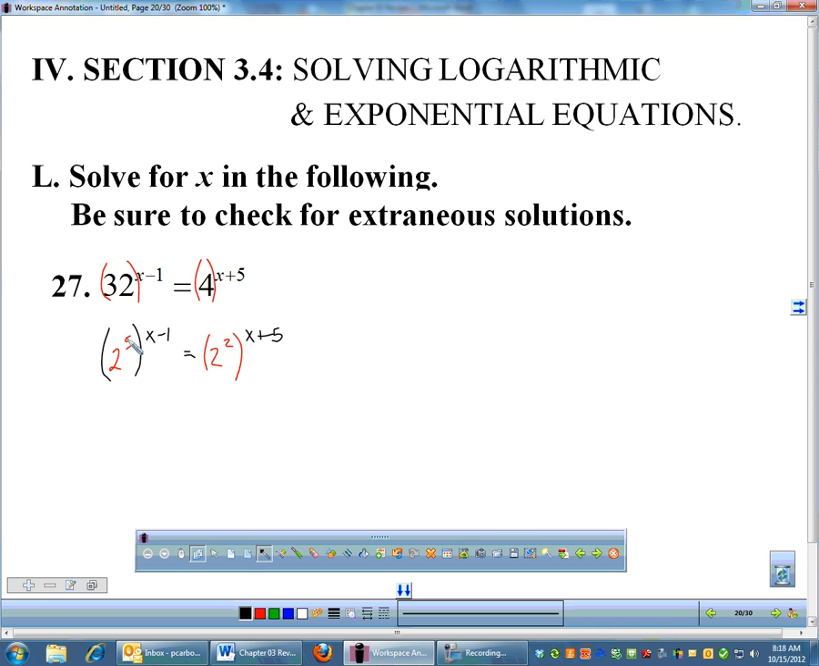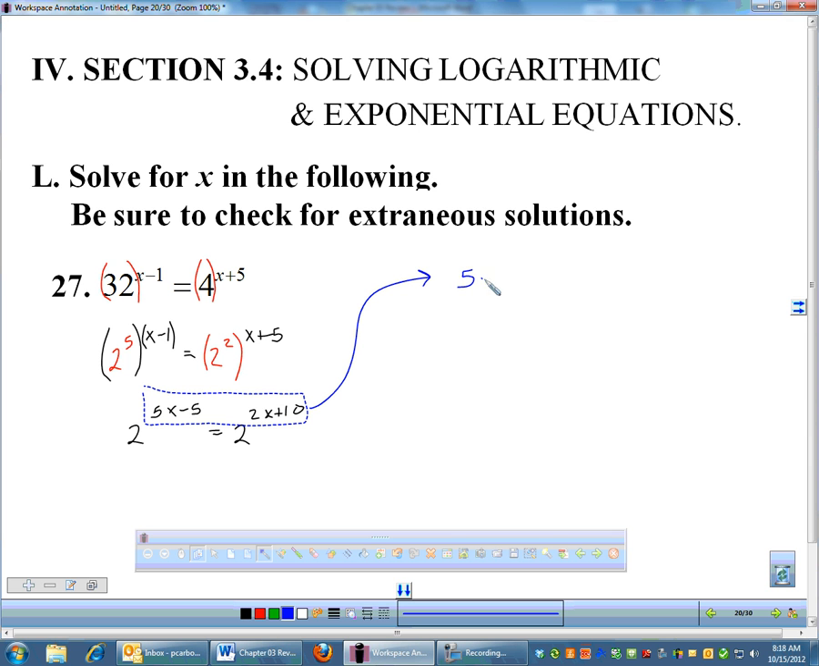And then I have 2 to the 5 to the x minus 1. We multiply the 5 through, so that's 2 to the 5x minus 5 is equal to, here it's 2 to the 2x plus 10. You multiply those exponents. Once you have the same base on both sides, you set the exponents equal to each other. So now I turn this into the equation 5x minus 5 is equal to 2x plus 10. I will move the 2x over, subtract 2x from both sides, add 5 to both sides, and you get x is equal to 5, and there's your answer.